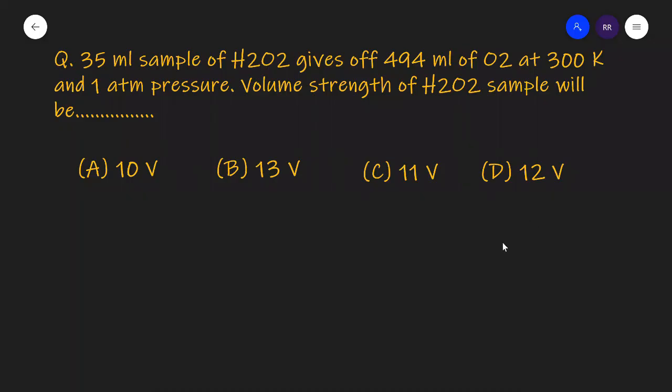Hello, my dear students. Here is a very interesting question. A 35 ml sample of H2O2 gives 494 ml of O2 at 300 Kelvin and 1 atmosphere pressure. What will be the volume strength of the H2O2 sample?